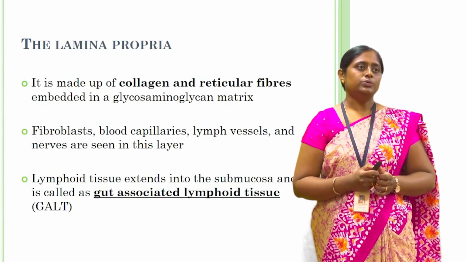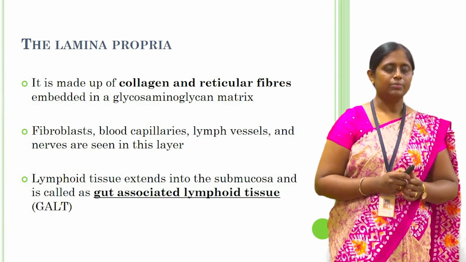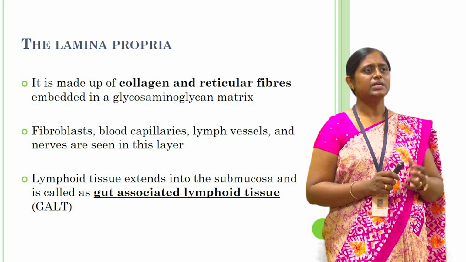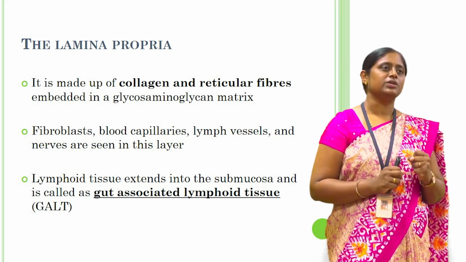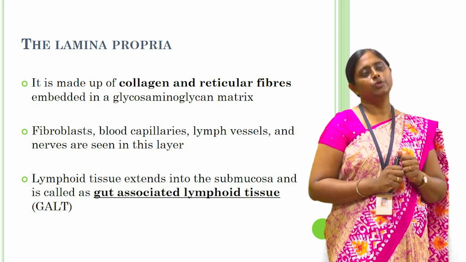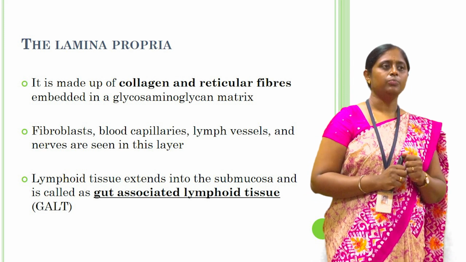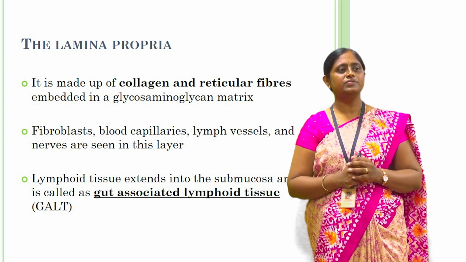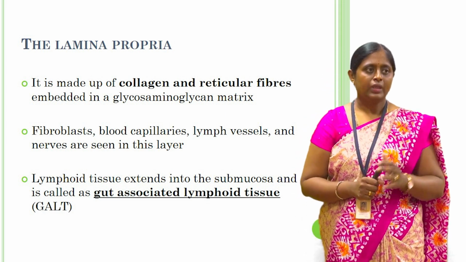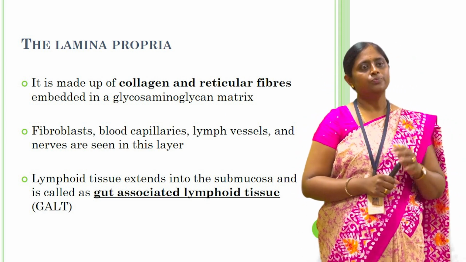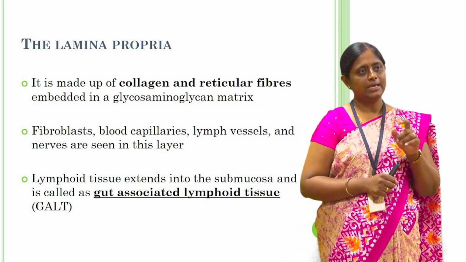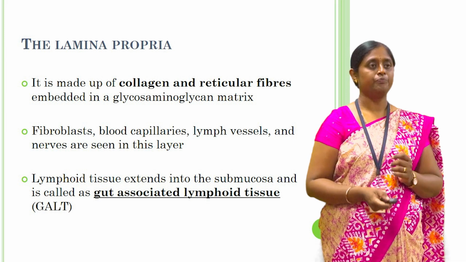Then moving on to the lamina propria. This lamina propria region is made up of collagen or reticular fibers, which give a rigid structure to that particular mucosal membrane. It is made up of fibroblasts, blood capillaries, lymph vessels, and nerves, which are seen in this layer. Mainly the lymphoid tissue, present as gut-associated lymphoid tissue, is seen in this lamina propria region.